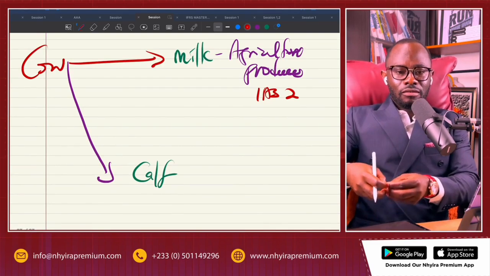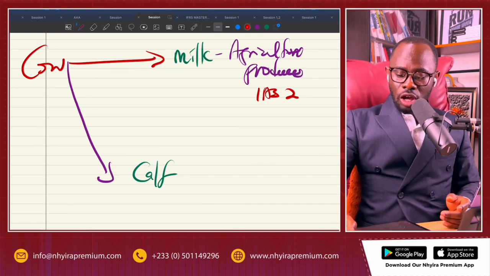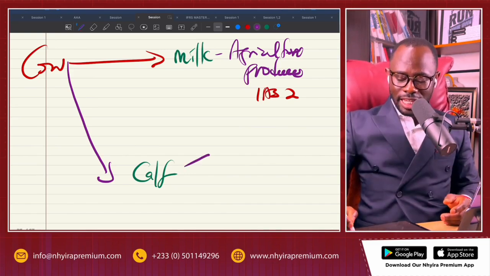The calf is a biological asset. So at the date of giving birth, that is the initial recognition.